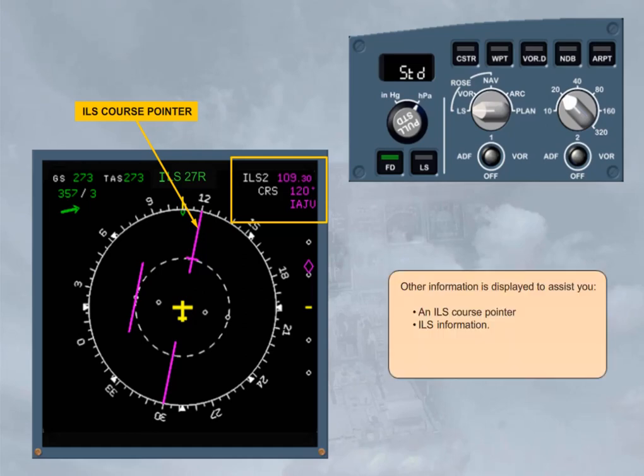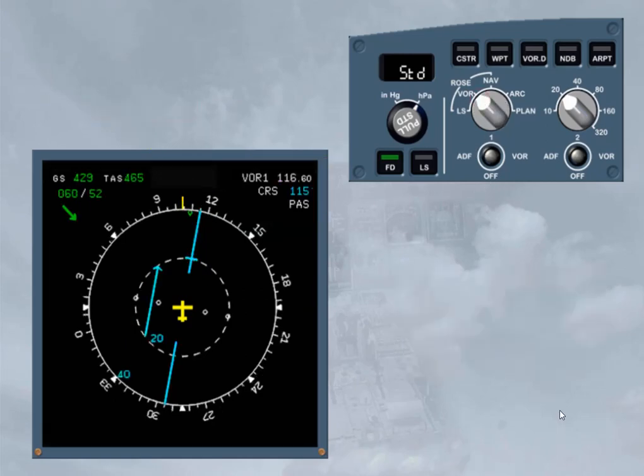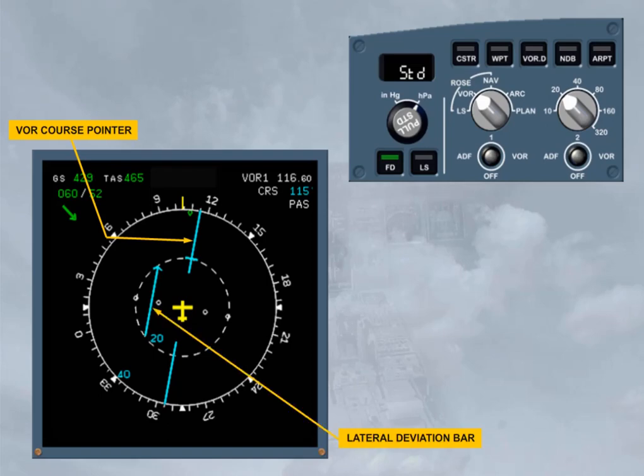Select ROSE VOR mode. The ROSE VOR mode is another raw data display. On the display, there is now a course pointer and a lateral deviation bar for the VOR. In this case, VOR 1. To have this display, a course must have been selected on the MCDU RADNAV page. Like ROSE ILS, the information about the tuned frequency, the selected course and which nav aid, here PAS, is displayed in the top right-hand corner. Also the MCDU selected approach type, VOR or GPS, is displayed as shown.